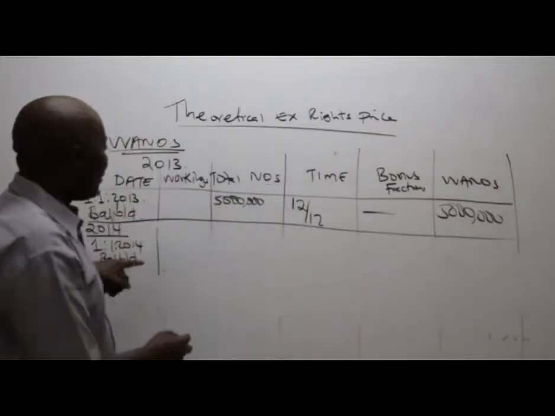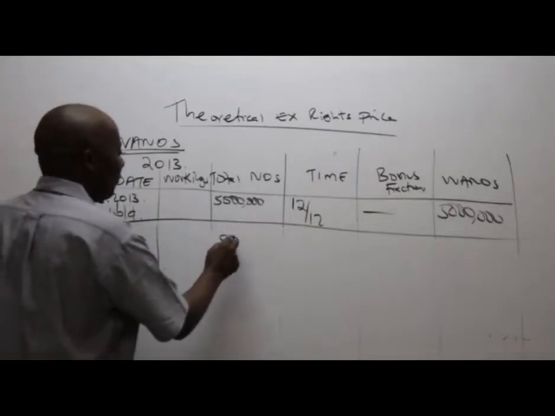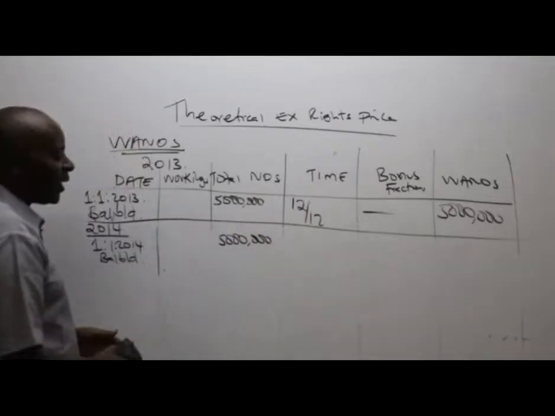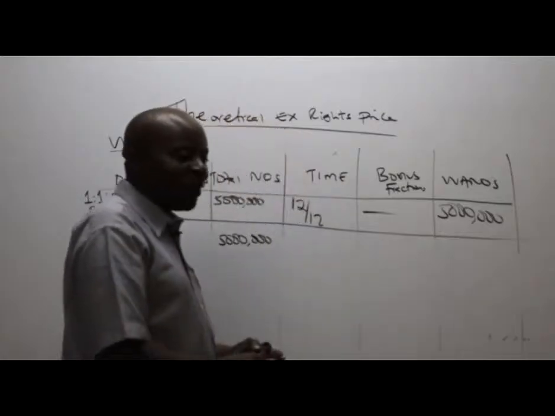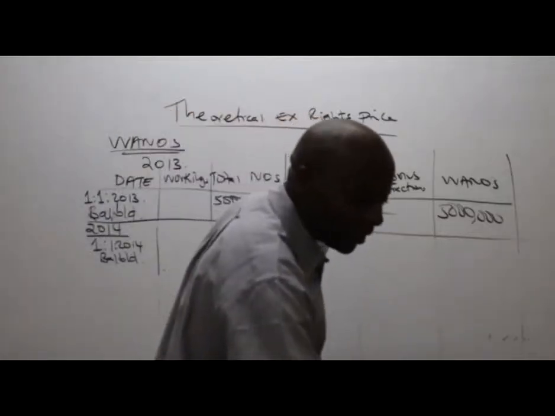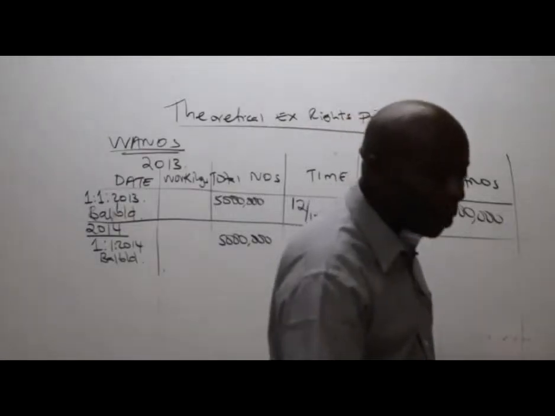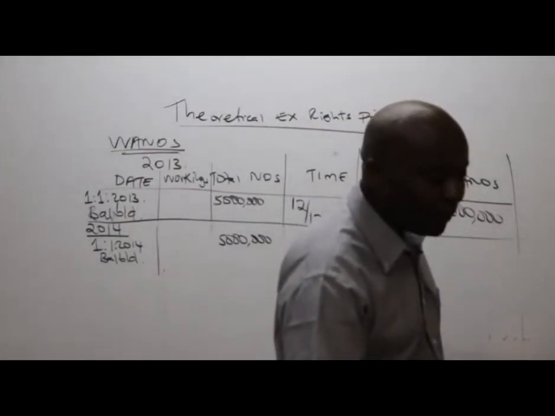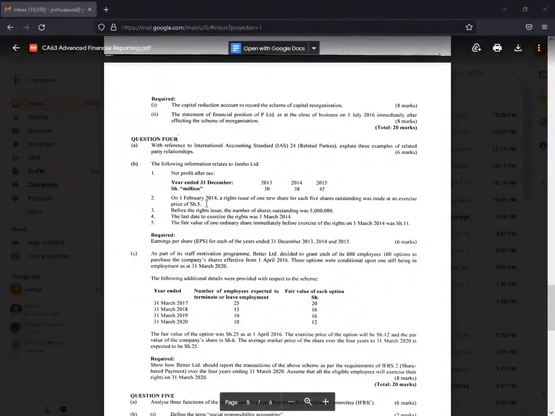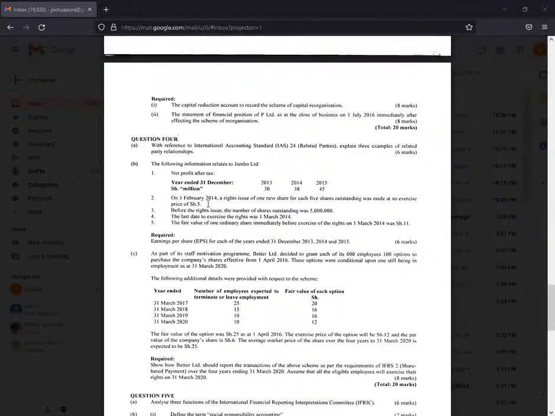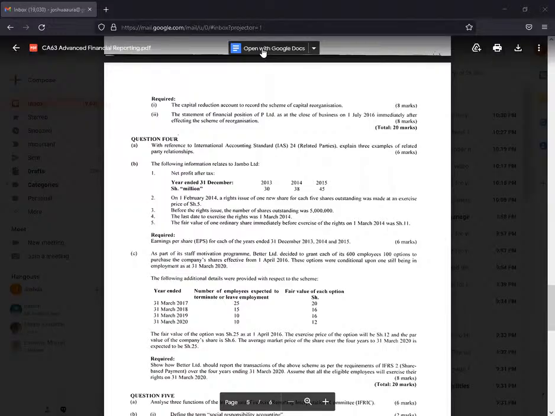Steve Juma is asking me, teacher, how many were these, somebody? It is 5 million. Now, ladies and gentlemen, kindly listen to me very well. In 2014 some things happened. Which date is this? On 1st February 2014, a rights issue of 1 new share for each 5 shares outstanding was made at an exercise price of how much here, somebody? 5. So there was a new issuance of shares which will be affecting our number of shares.